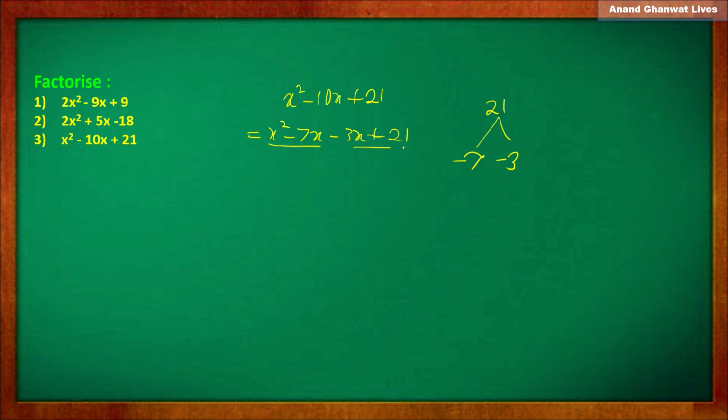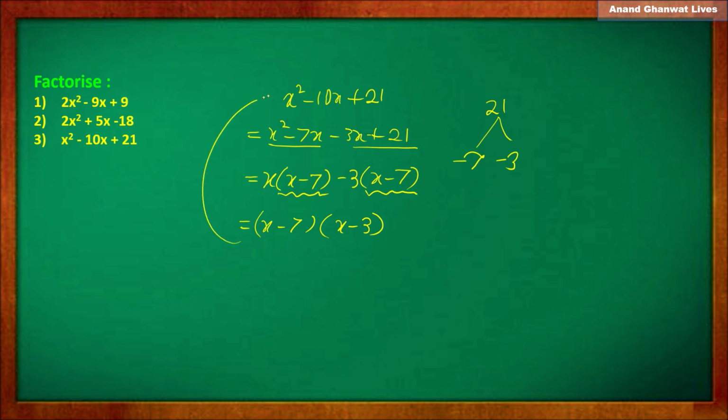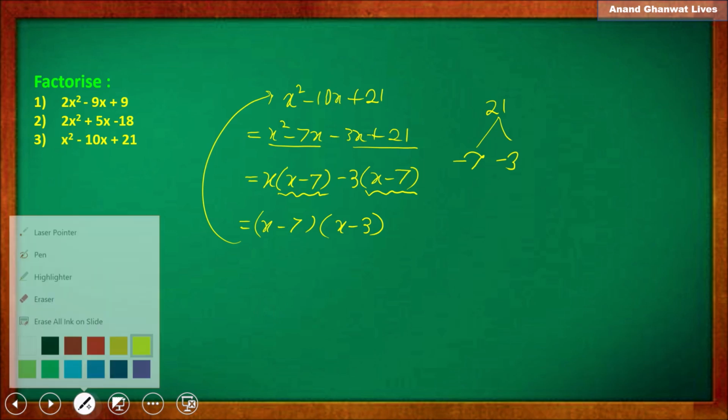Now taking common from first and second and third and fourth term, x square minus 7x, x is common, into bracket x minus 7, and minus 3 into bracket x minus 7. So x minus 7 is common from first and second term, and in the another bracket remaining x minus 3. So x minus 7 and x minus 3 are the factors of given quadratic expression, that is x square minus 10x plus 21.